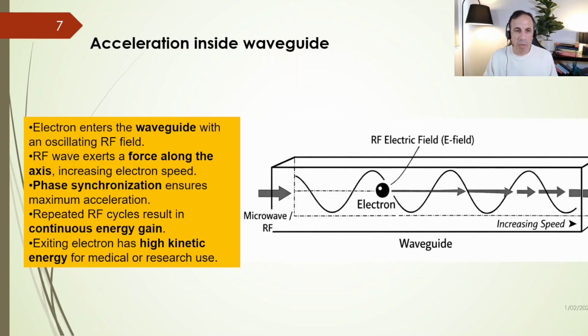So the radio frequency wave produces an electric field, and this electric field can force the electrons to move forward. If they are in phase with the accelerating portion of the wave, they gain energy and speed, and this process repeats over many cycles continuously from one cavity to another, accelerating the electrons. It is very similar to a surfer riding on a wave in the ocean.